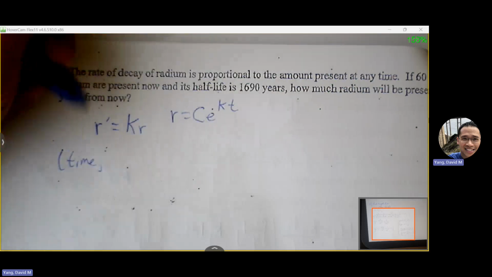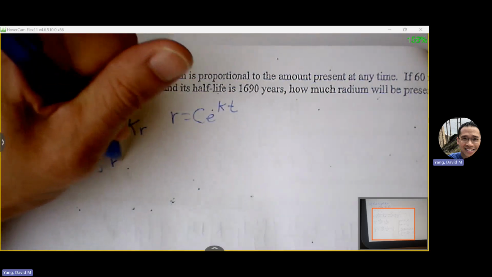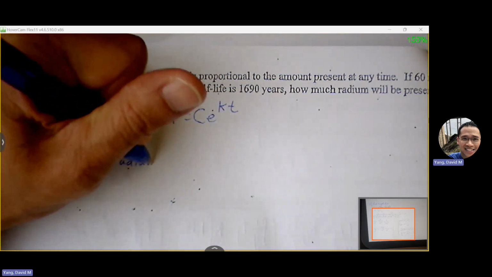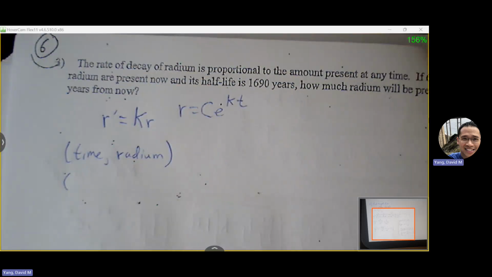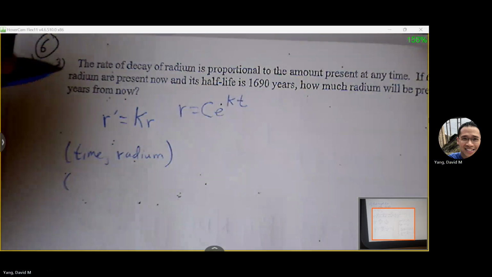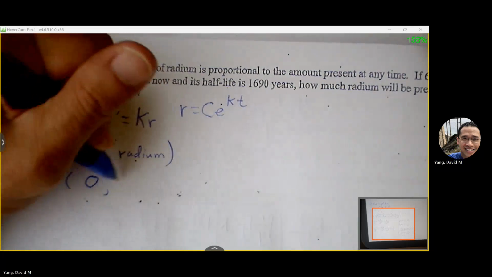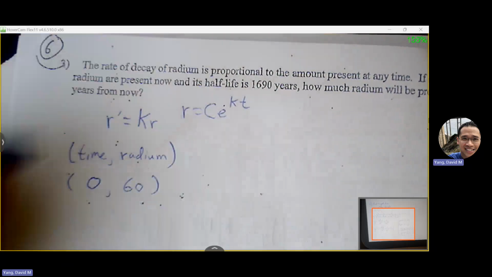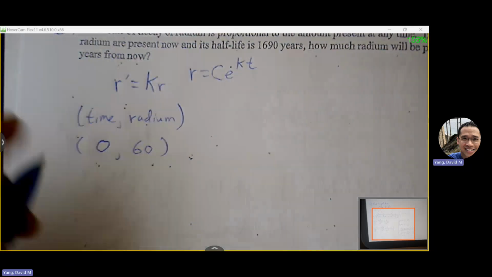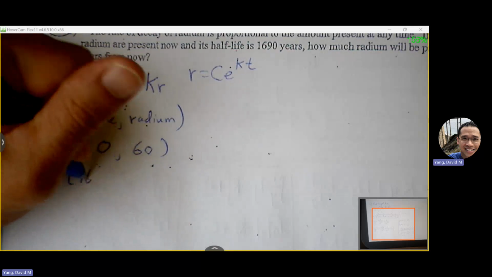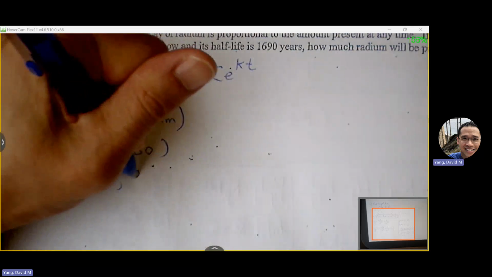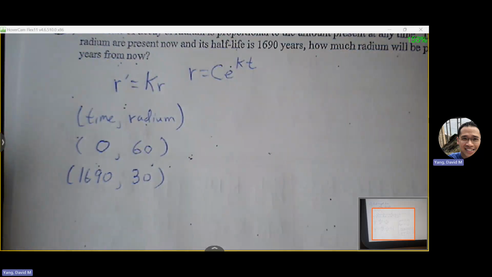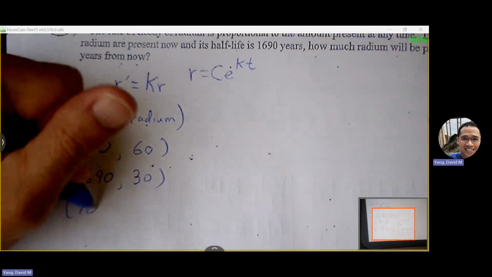Time t is my independent variable. Radium is my y, my dependent variable. I'll use present day as year zero. So present day, 60 milligrams of radium. How much radium in 1,690 years? 30. Half-life, yeah. So 30 remains, 30 milligrams remain. And then how much radium will be present 100 years from now?